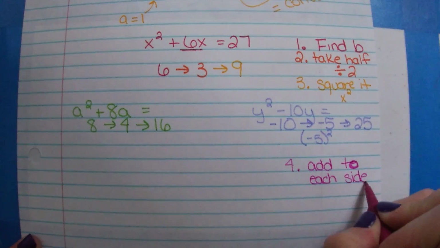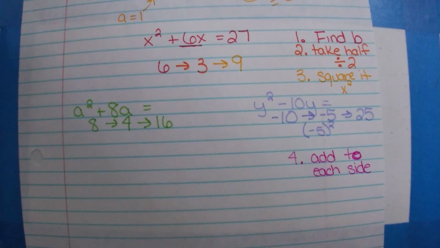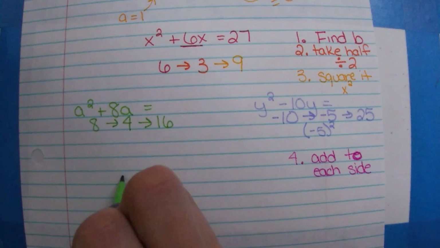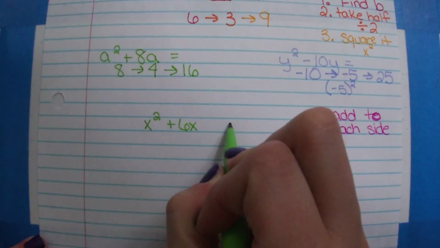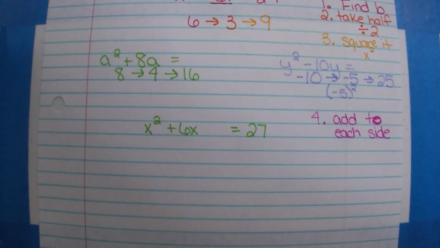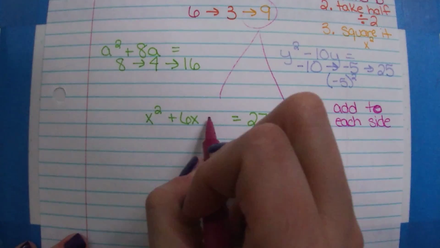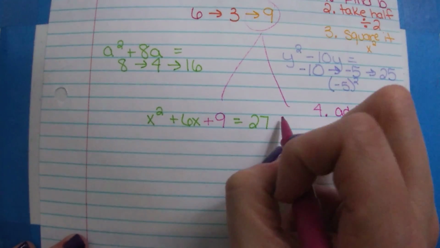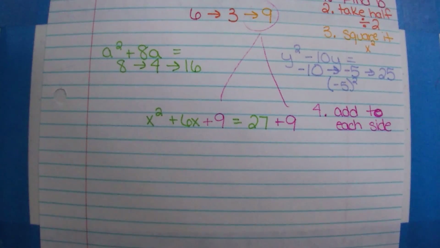Because when we have an equation, if we add something to one side, we have to add it to the other. So my original problem said x squared plus 6x equals 27. I'm just leaving space in there because I'm now going to take this 9 and add it to each side. So I'm going to put a plus 9 on the left and a plus 9 on the right.